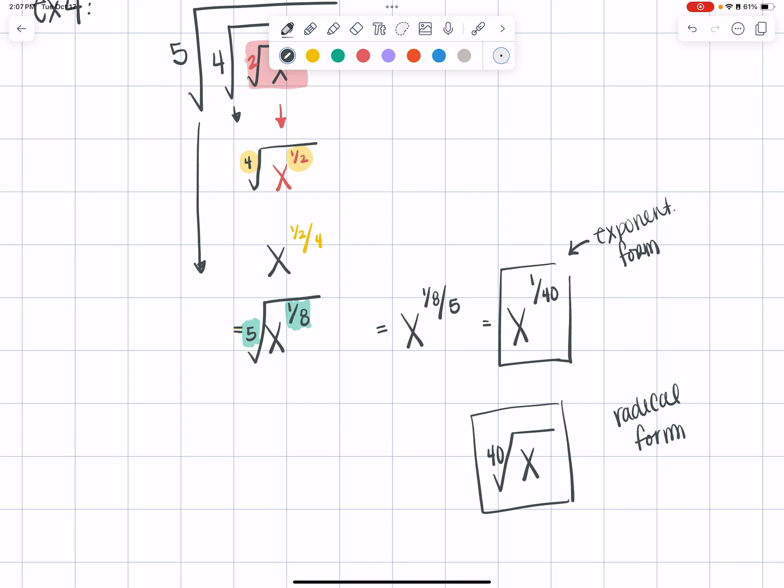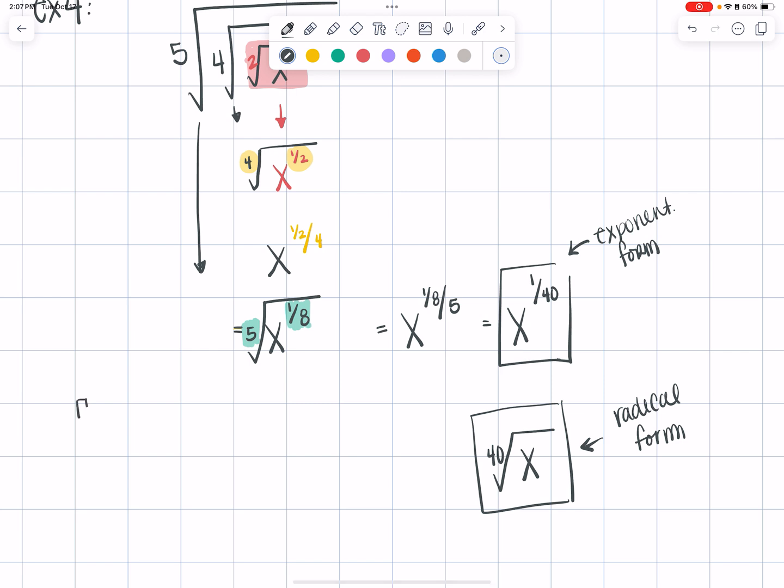And I honestly can't remember what the direction said for that one. But if it said exponential form, you would leave it with exponents. If it had said radical form, you would then convert that back using that property backwards to write it as the 40th root of x.